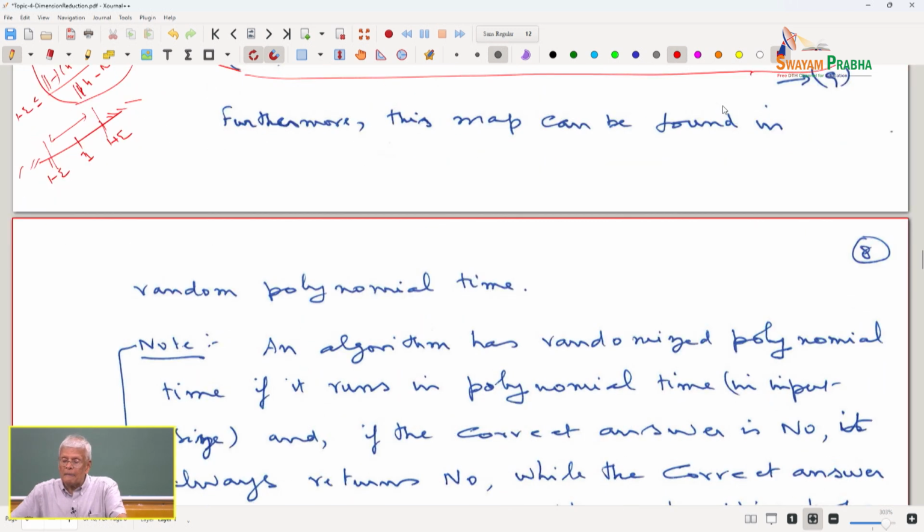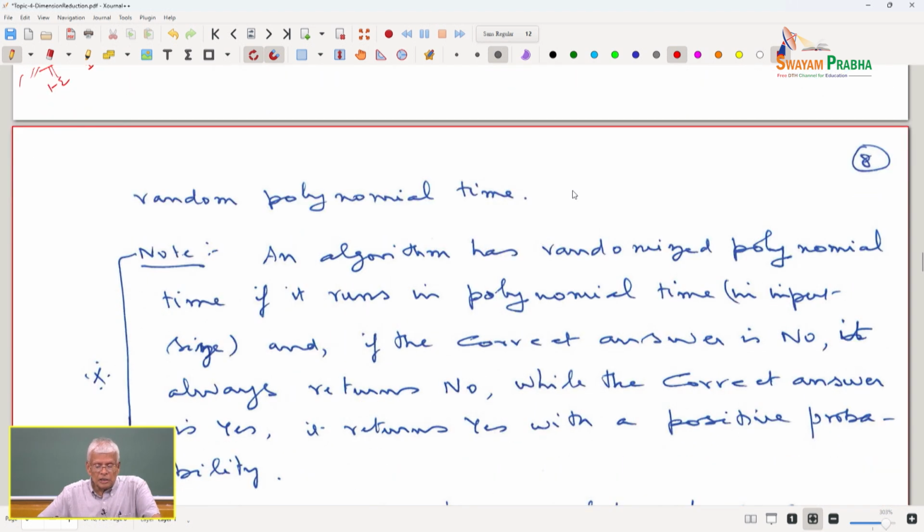Furthermore, this map can be found in random polynomial time. So those of you who are not introduced to complexity theory can be rest assured that this mapping, being a linear map, I can generate it. I can also apply this map to any vector, computing the matrix vector product. They are all easy problems.